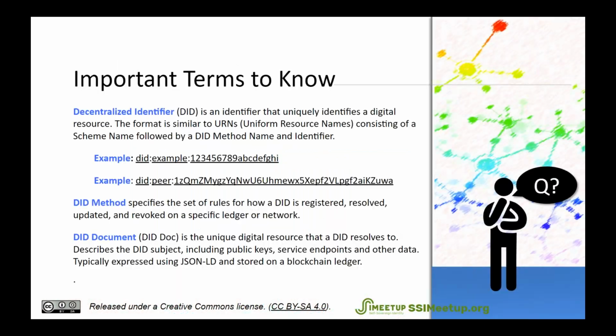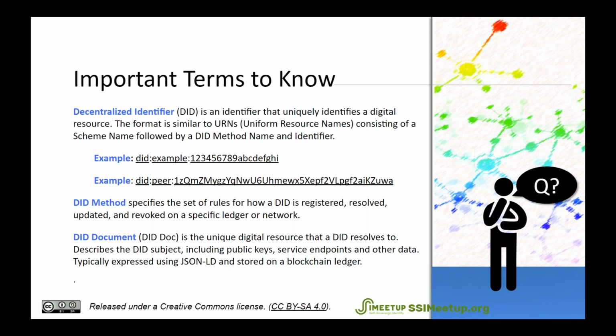So getting a little deeper into the weeds of this, we have some more important terms to know. The first is a decentralized identifier. Next is a DID method and DID document. So we talked a little bit already about the decentralized identifier and the DID document. And the DID method, I'll get to the details of that in the next slide. But basically, the DID method specifies a set of rules for how a DID is registered, resolved, and updated, as well as implying what it is that a DID can do.